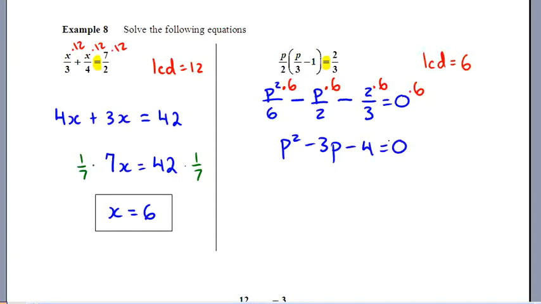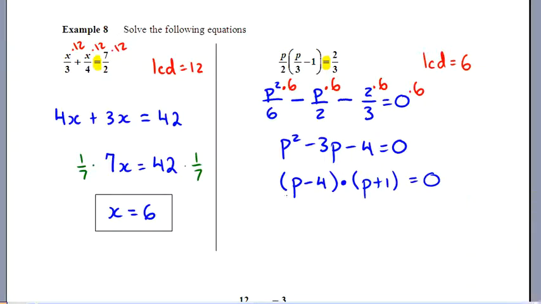Okay, time to use the zero product rule. It doesn't help me when it's all adding and subtracting, but if I can get it to multiplying, then I'm in business. And this does factor. This can go p minus 4, so that's a factor. It is multiplied by this other factor. P plus 1 is equal to 0. So the zero product rule is going to help us out here.